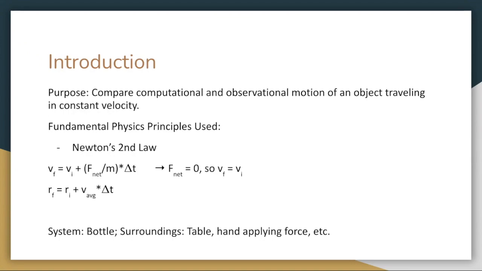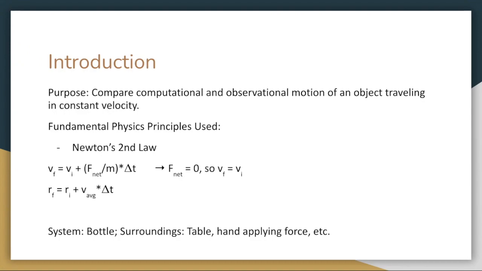And then using that, we are also going to be using our position update formula, position final equals position initial plus V average times delta t. Our V average will just be our normal velocity because we have constant velocity throughout.